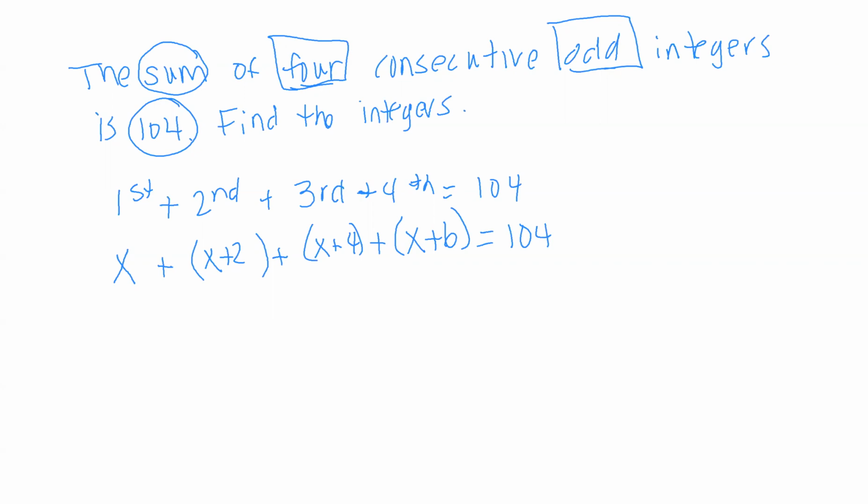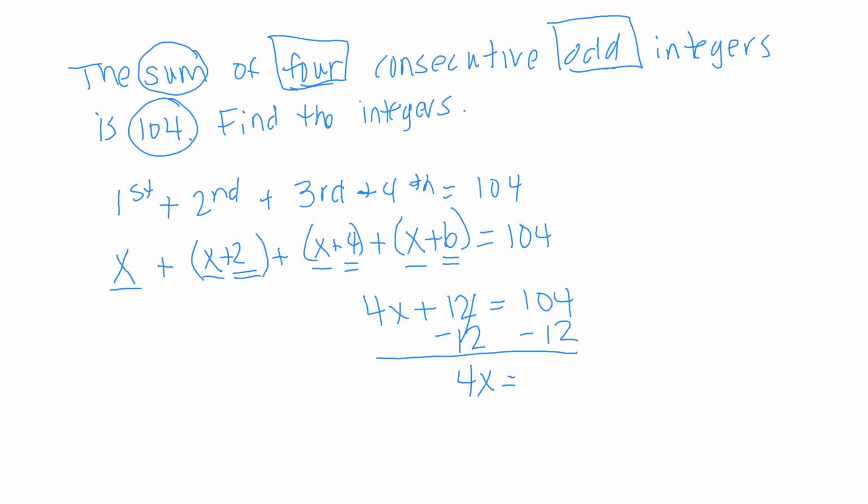Okay? So then we combine like terms. I've got 1, 2, 3, 4 x's. And then I've got 2 plus 4, which is 6, plus 6 more is 12. And that equals 104, okay? So what we want to do now is we want to isolate the term that contains the variable. So we want to isolate 4x. I do that by subtracting 12. The 12s cancel. I get 4x equals what? Let's see, 92.